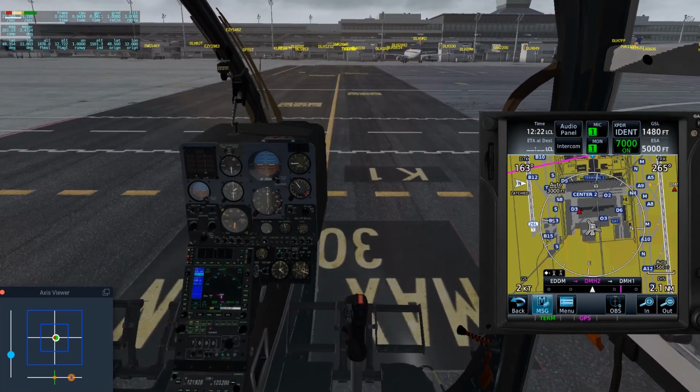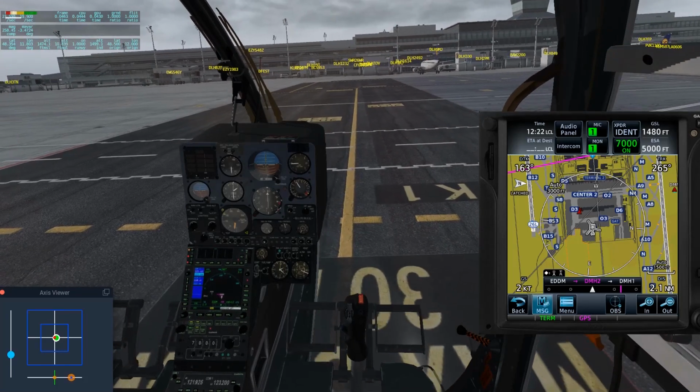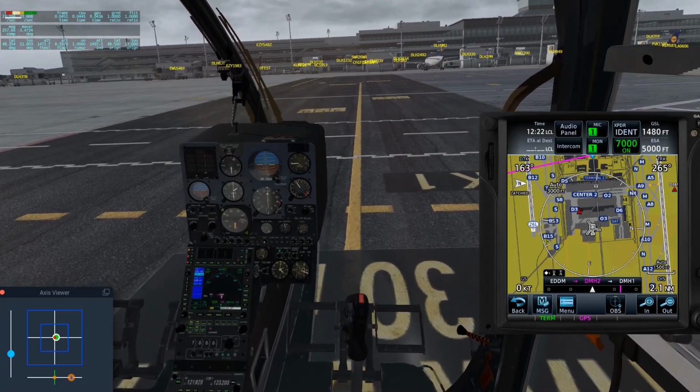Now we'll set the helicopter down here because I do not know how long it's going to take until I get further taxi instructions.